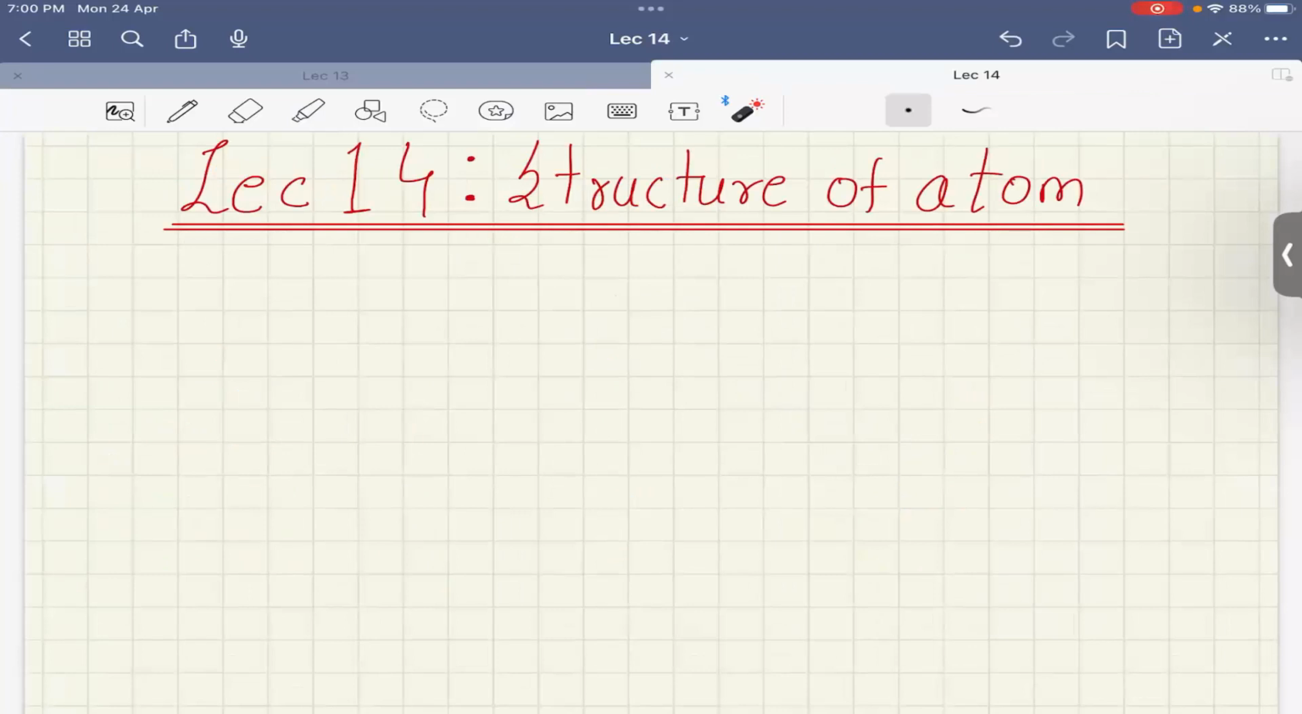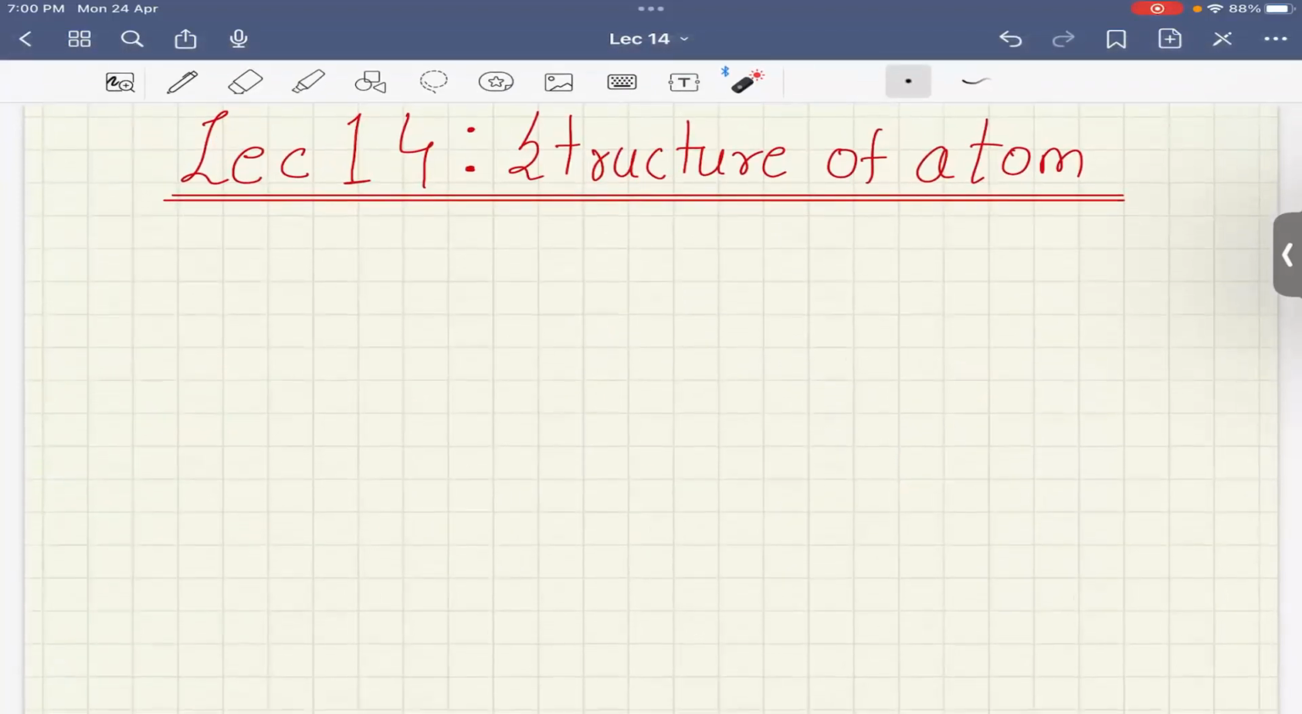So in today's class, we are going to see about the shapes of these orbitals, right? In the previous class, we discussed the difference between orbits and orbitals, and then we studied quantum numbers. And in today's class, we are going to study how these electrons are distributed in these orbitals and orbits. So we are going to study some principles, right? First, we are going to study the shapes of the orbitals, right?